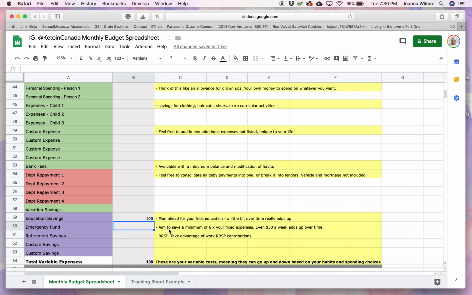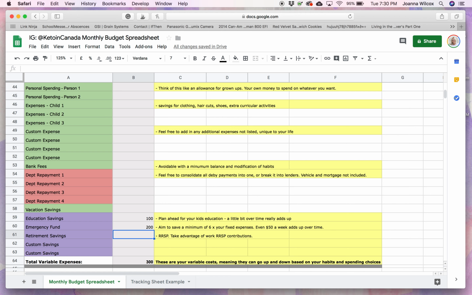We used to save $50 a week, which ends up being $2,600 a year. I'm not sure what that is. I don't have my calculator here with me. So I'm going to say that we are saving $200 a month for emergency funds, and then retirement. So what happens when you start with your savings is you're saying, where do we want to be in the future and how are we planning for ourselves?